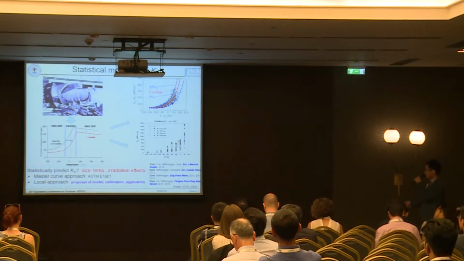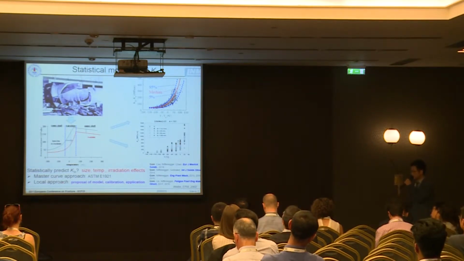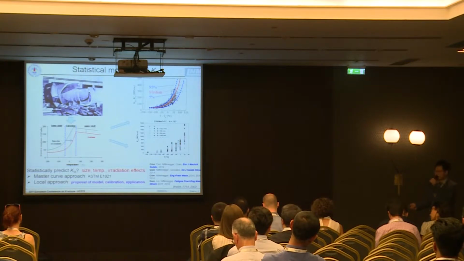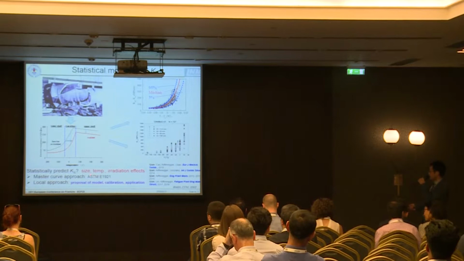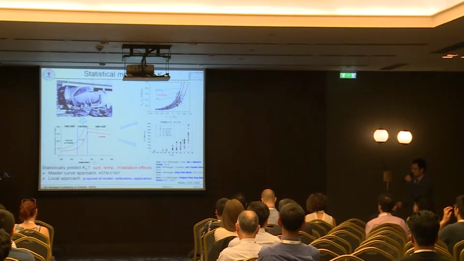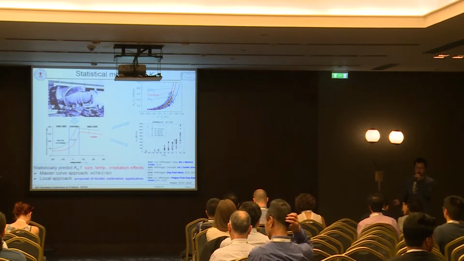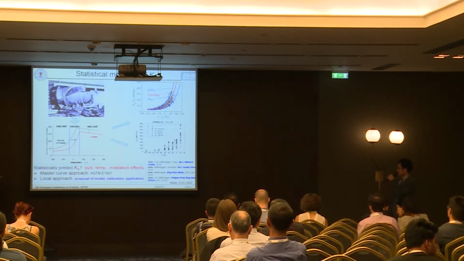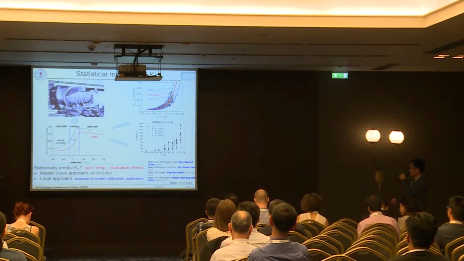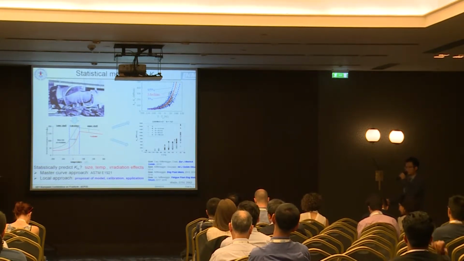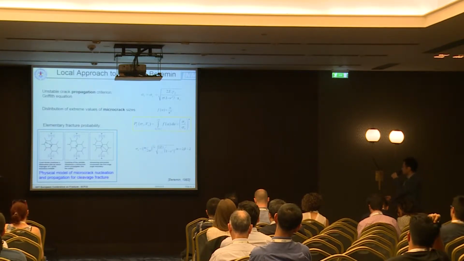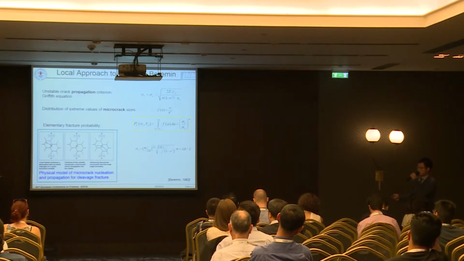In order to statistically predict fracture toughness, there are generally two methods. One is the master curve method, which has already been standardized in the ASTM standard. The other one is the local approach to fracture, which is the focus of my study. The goal of my study is to propose a new model, and to calibrate and apply this method for some engineering applications. In order to study the local approach to fracture, let's start from the Beremin model.